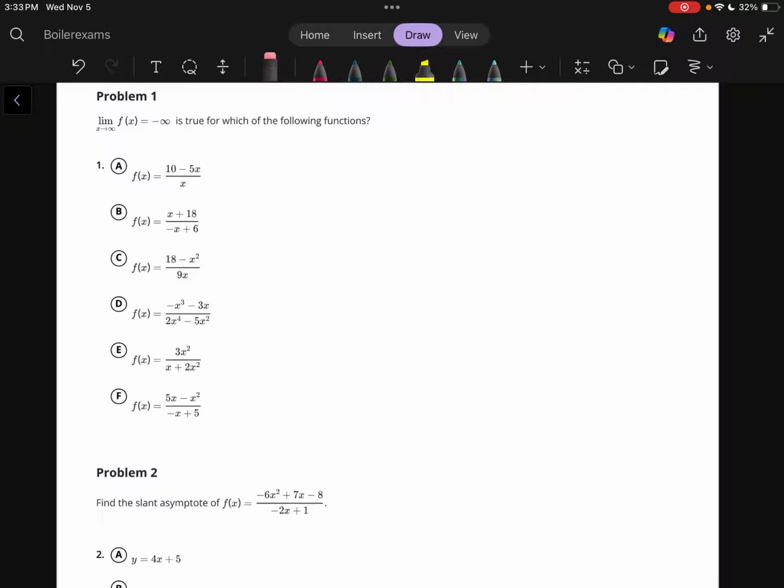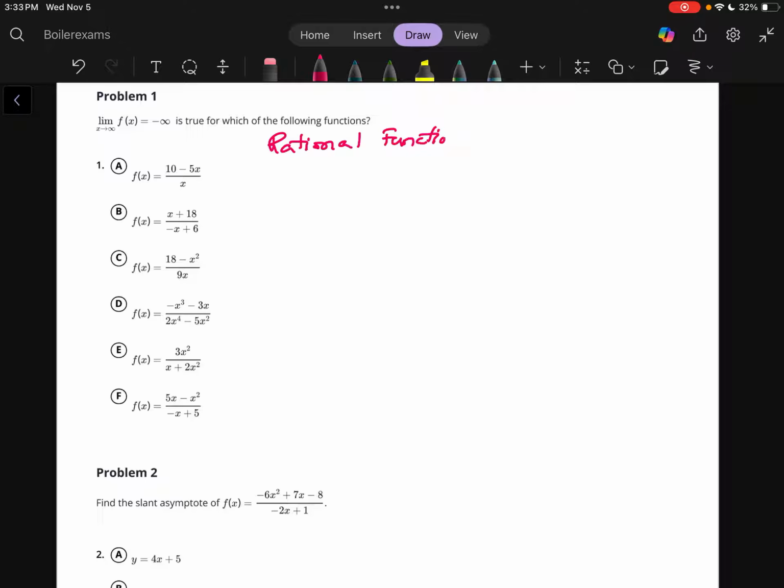Problem 1. Problem 1 says, for which of the following is the limit as x approaches infinity of f of x equal to negative infinity? And in this scenario, all of our options are rational functions. So the reason I bring that up is before we look at the problem, I'm just going to quickly go over the rules for rational functions.